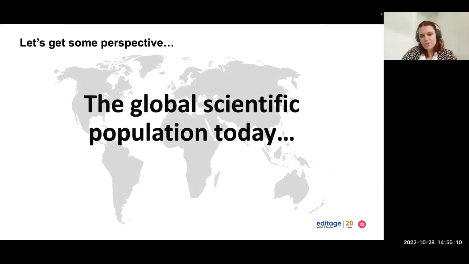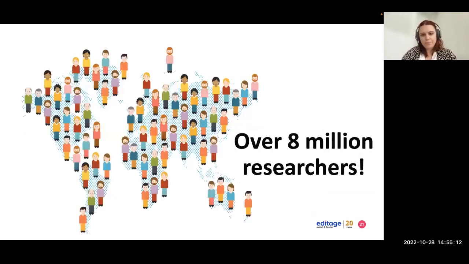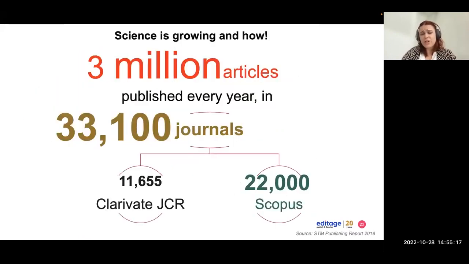But in the global scientific population today, you have over 8 million researchers, and you have a growing amount of knowledge that is available in different research journals. So you have 3 million articles published every year in more than 33,000 journals, and of them, about 11,600 are with impact factors, so are in the JCR, and about 22,000 in Scopus.